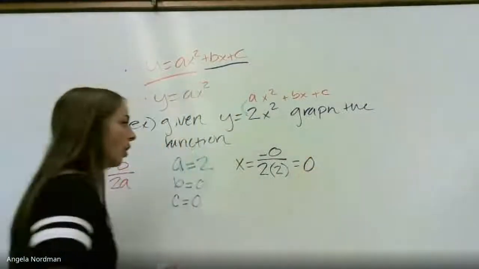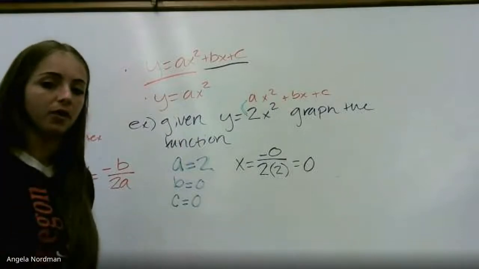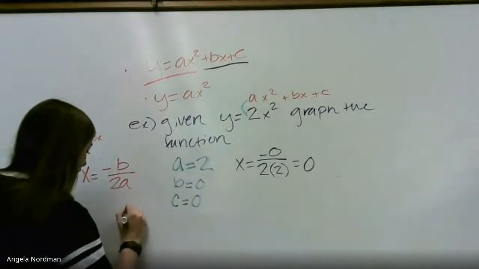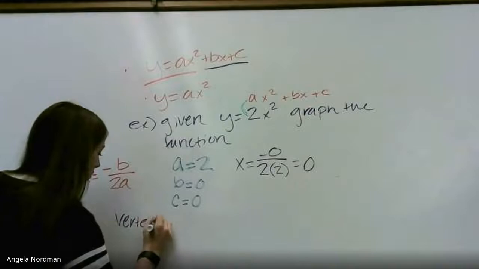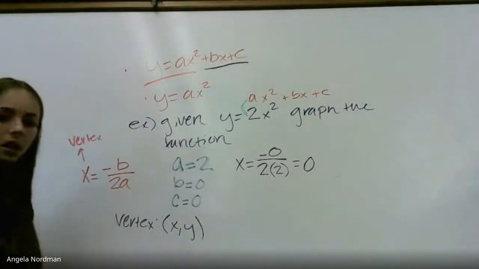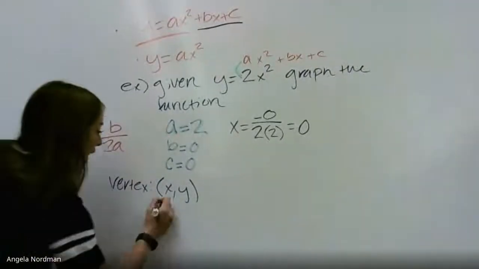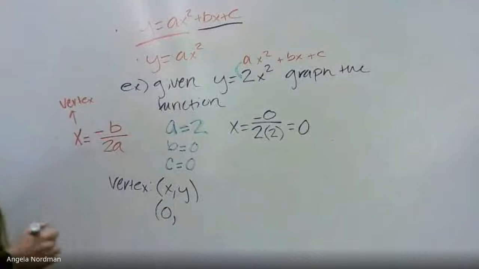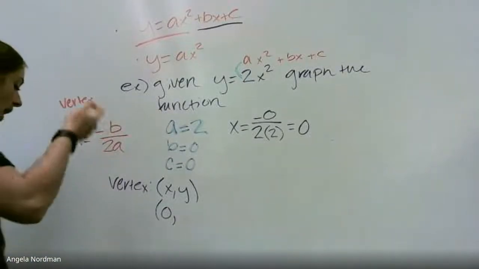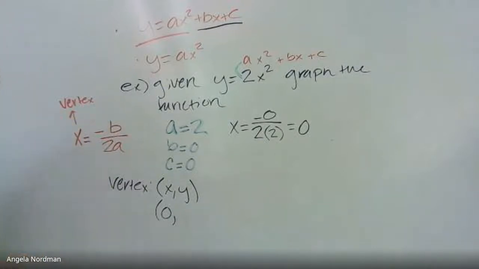So I can see right off the bat the x coordinate of my vertex. Remember, when we're talking about any coordinate points, we have an x and a y, okay? So I know that my x value is 0. So I challenge you to think, then how do I find my y value from that?